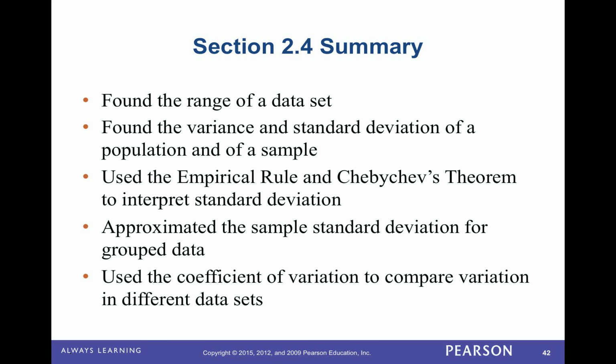All right, summary. We found the range of the data set, max minus min. We found the variation, the standard deviation of the population and of a sample. We used the empirical rule and Chebyshev's theorem to interpret standard deviation. We approximated the sample's standard deviation for grouped data, and we used the coefficient of variation to compare variations in different data sets.